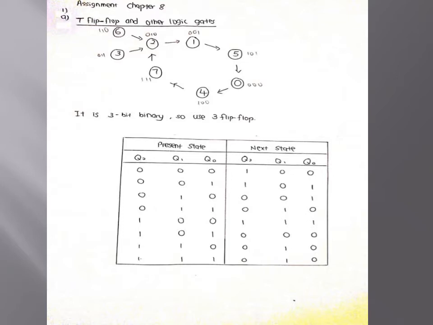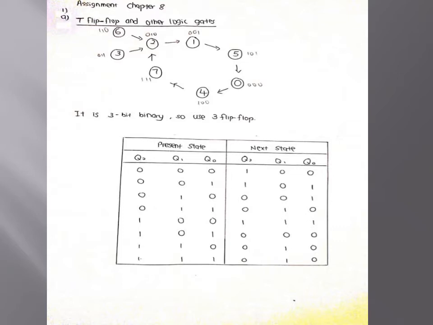Okay, after we convert to binary, we can do the table. The table is like this. We have two columns, which are present state and next state. Each column has Q2, Q1, and Q0. So we fill out the present state first: 0, 0, 0, 0, 0, 1, 0, 1, 0, and fill out until 1, 1, 1 accordingly. After finishing filling out, we can go to the next step.